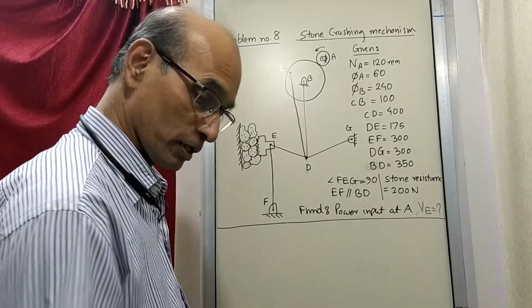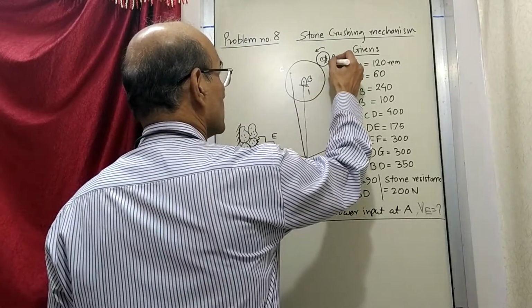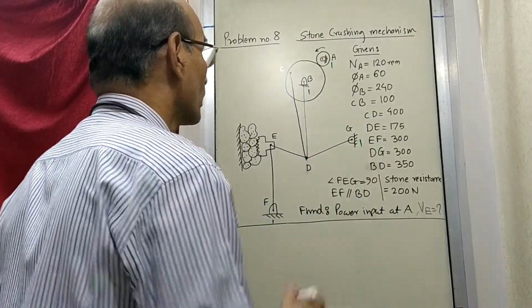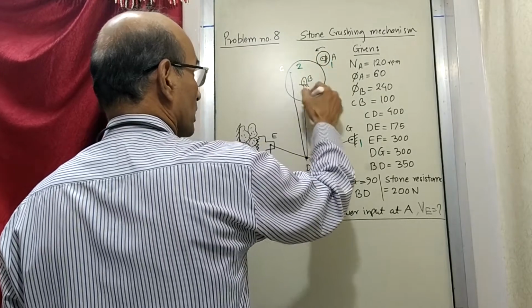Let me first write down the link numbers. The fixed link we always name as link number 1. Now we will call this link number 2. This roller is link number 2.